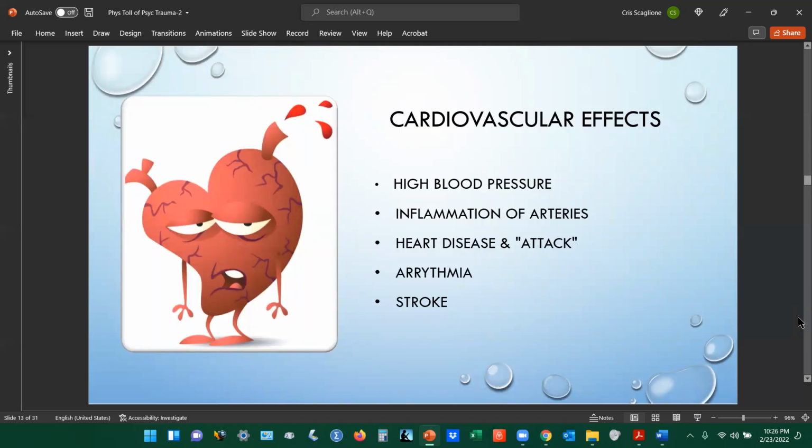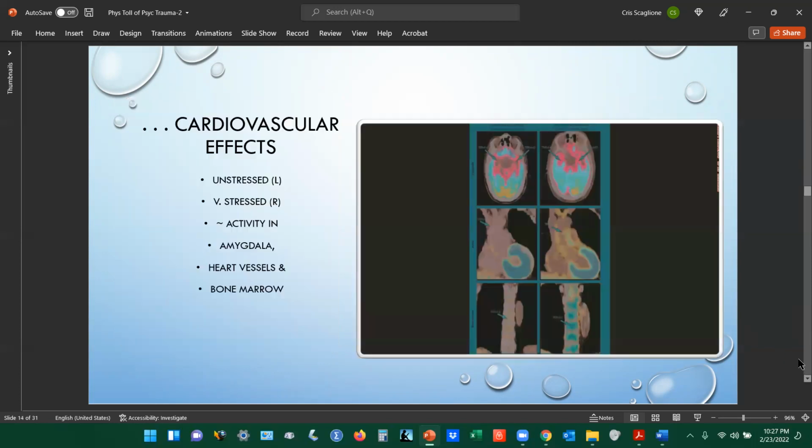Cardiovascular effects include high blood pressure, the inflammation of our arteries, various types of heart disease and heart attacks, and arrhythmias, that is the inaccurate or unequal rhythm of the heart, which actually places us at risk for stroke in and of itself. But all of these other things, of course, greatly increase our risk of stroke, which is not something you ever want to have to experience.